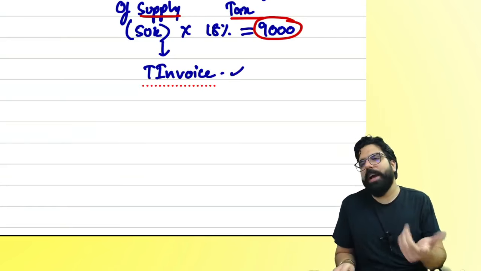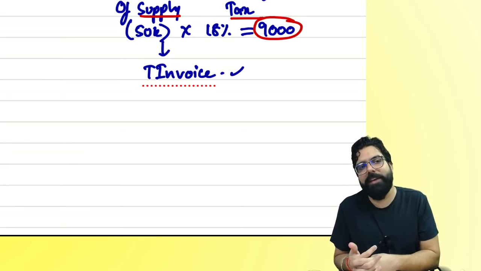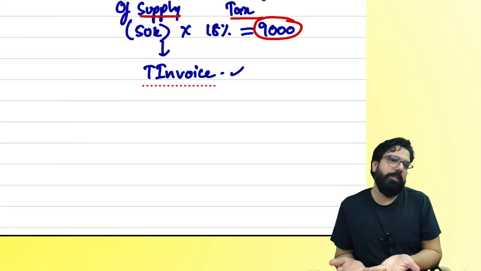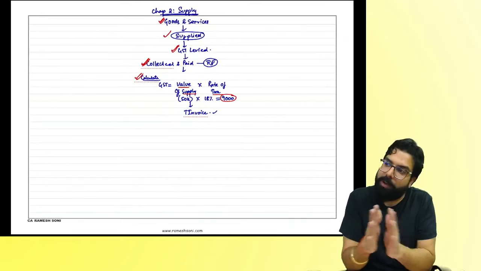Correct? Now this tax invoice which I issued to you, you gave me the GST. I have to pay the GST to the government. Yes or no, everyone? That's all. Now after this step, I am not talking now. But till here, are you clear?